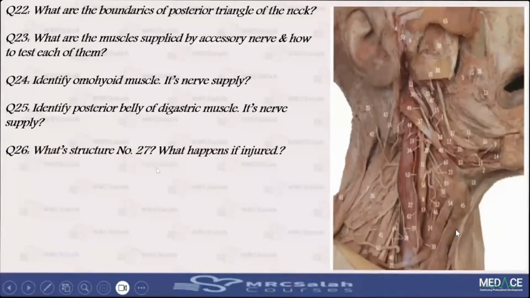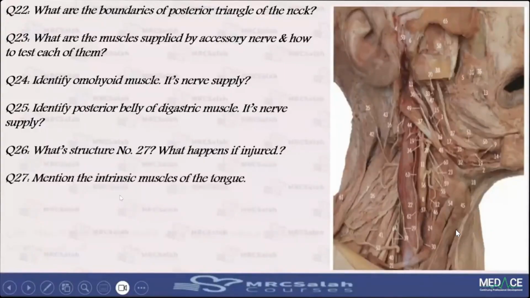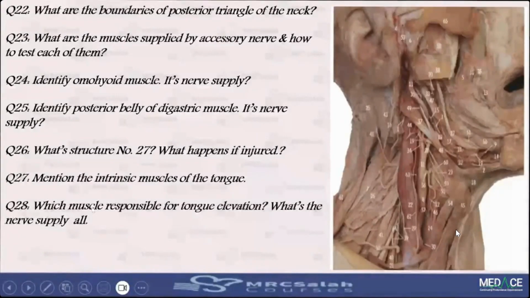What is the structure number 27? Sorry, I want to skip. It's the lingual nerve. And what happens if injured? We mentioned it before. The intrinsic muscle of the tongue, we mentioned that. Which muscle is responsible for the tongue elevation and what's its nerve supply? We mentioned that as well.